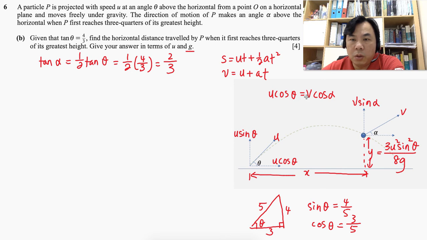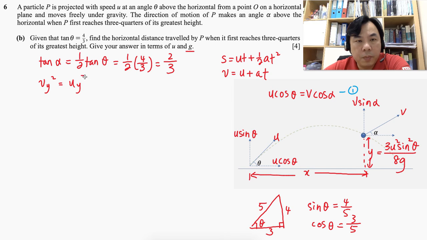Other than that, this is what we have obtained previously. We know that u cos theta is equal to v cos alpha here. This is what we have obtained previously, and we have also obtained previously regarding the 3/4 height here. So I'm going to rewrite that one more time. We make use of these SUVAT equations just now to obtain the vertical component of the velocity at this instant of time.